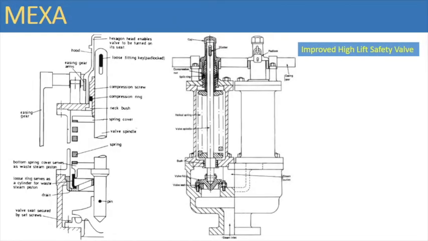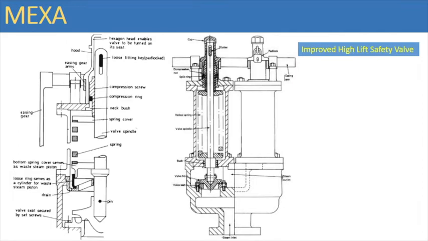The prominent components that we need to note with this cross section of an improved high lift safety valve are the valve spindle, the valve spring, the spring covers. The bottom spring cover also acts as the waste steam piston, the compression screw, and the compression ring. And if you notice, the spindle has a neck. The neck is pushed down by the bottom spring cover. And the entire valve spindle is connected to an easing gear, which means the easing gear can be used to lift the spindle slightly above to release the pressure as and when needed.